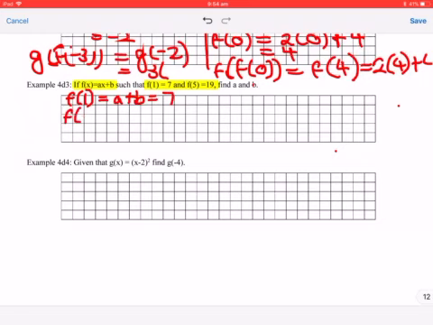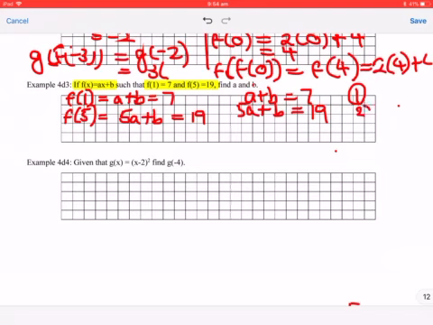f of 5 means I replace the x by 5. So I'm going to get 5a plus b. And that's going to be 19. Right. Now I've got a simultaneous equation, don't I? So I've got a plus b equals 7, and I've got 5a plus b equals 19. Alright? That is equation 1, and that is equation 2.